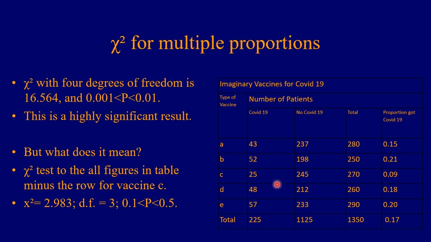How to prove this? You simply take off the C from the table, so it becomes a 4 by 2 rather than a 5 by 2, and calculate the chi-square, and this time the value would be just 2.98, and the degrees of freedom here will be 3, and it would not be significant. So that would show that if you include the vaccine C, the results are significantly different from each other. If you take it out, the remaining 4 are not much different, so it is C which is the different vaccine.